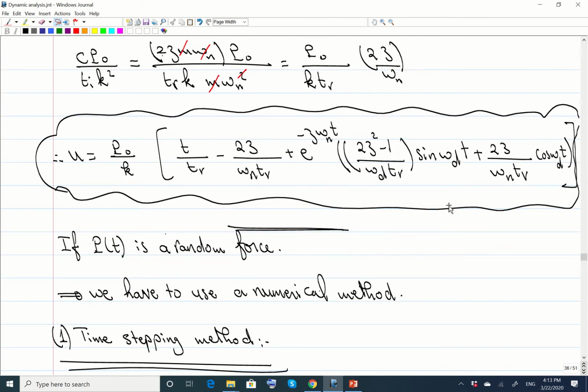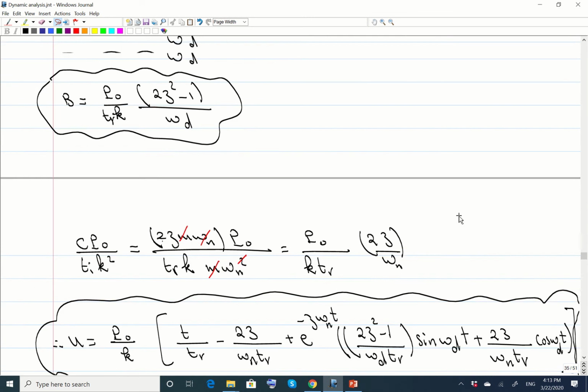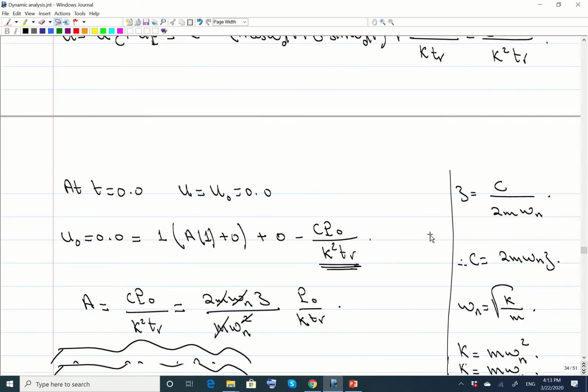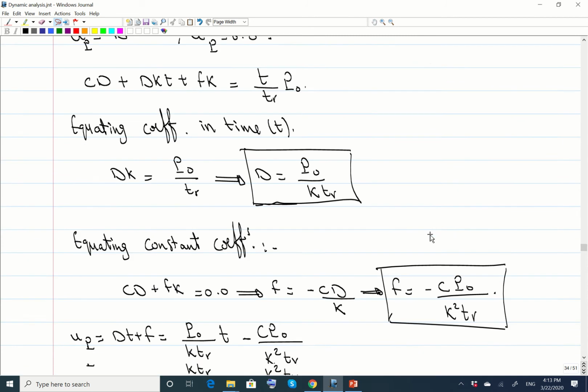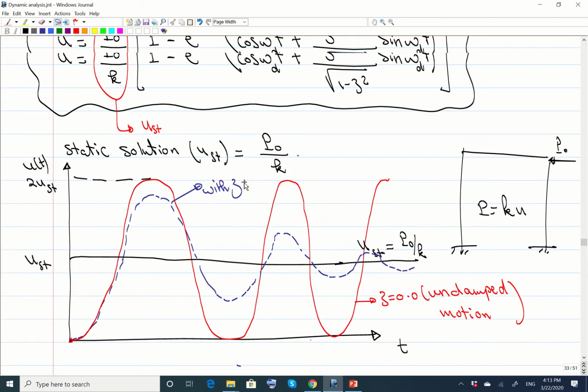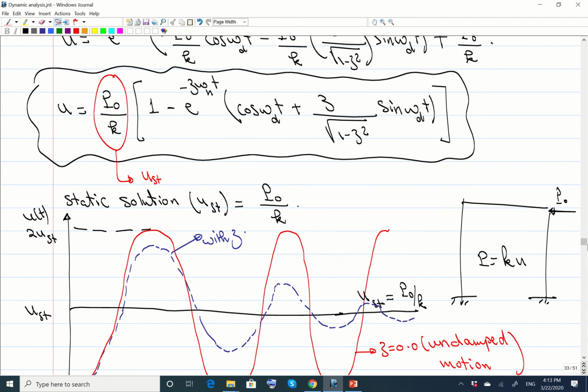So this is the displacement as a function of time if you have a linearly increasing force. We also found the displacement if we have a constant force, and if we have an initial displacement, it's simply going to be e to the power negative zeta omega n t, multiplied by the initial displacement, multiplied by cosine omega d t.